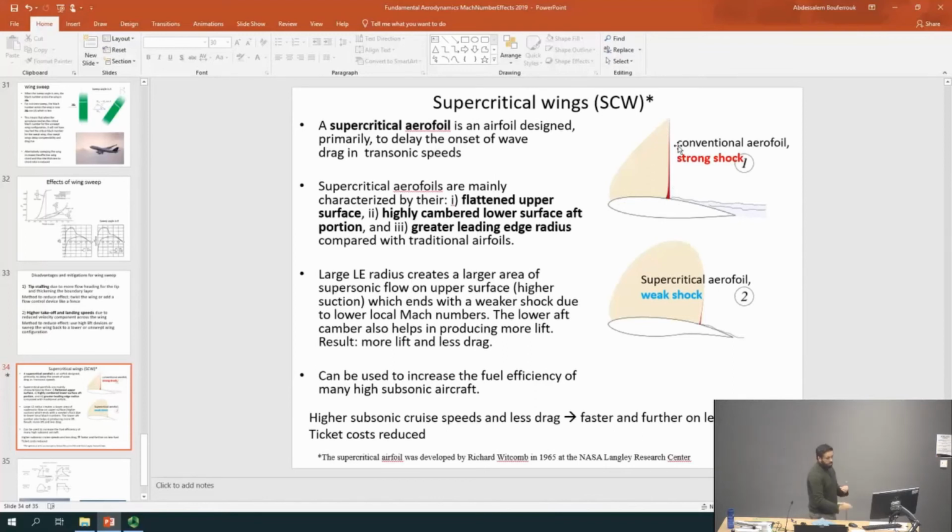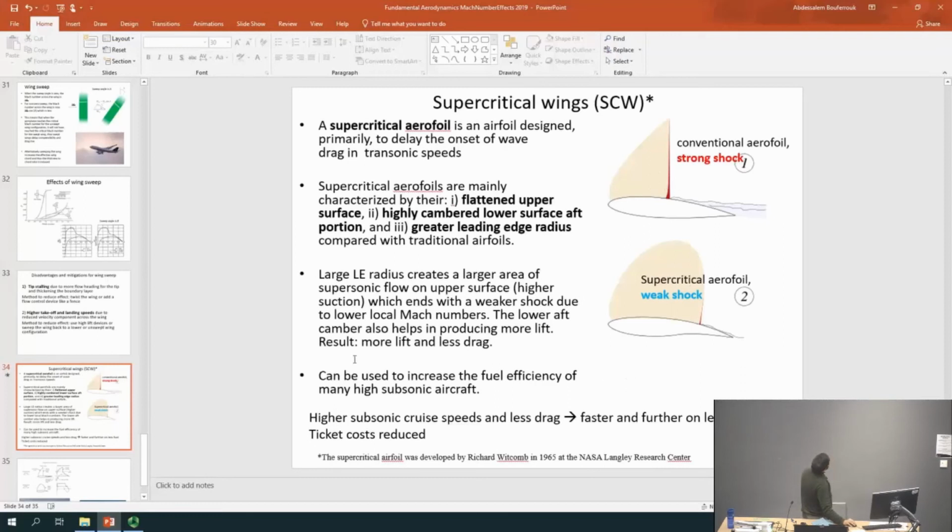But because the supercritical wing has a flatter surface on the upper surface, it allows a much larger area of the supersonic flow to develop, and it's only much later that you get the shock wave. And the good news is that shock wave is actually much weaker than the shock wave you would get on a conventional airfoil, which means the wave drag here is reduced. You're maintaining supersonic flow here, which is good because that will give you more lift. But at the same time, you're doing that with a weaker shock, which is less drag, which we don't get with the conventional airfoil.